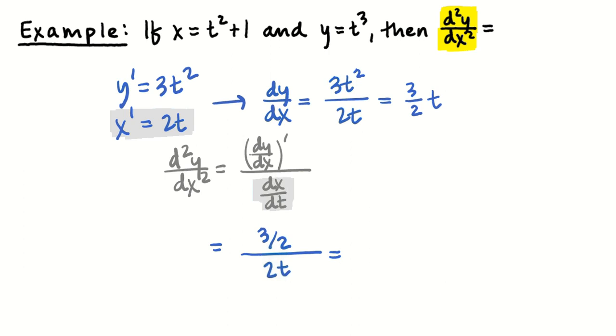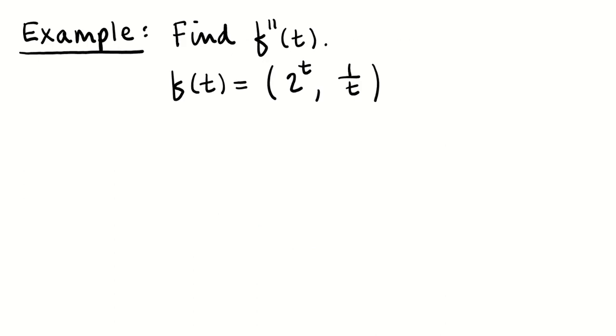If this was a multiple choice question, I would need to be able to pick out the right answer, and I bet that they would write it like this, with the t in the denominator. Okay, and that's an example of us finding the second derivative of y with respect to x.